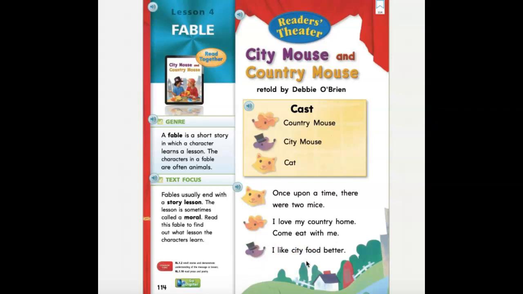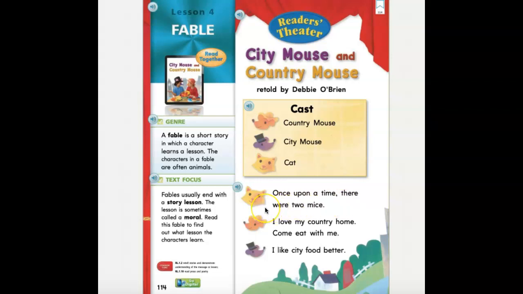Now, before we read City Mouse and Country Mouse, we are going to talk about what kind of story this is. This story is called a fable. A fable is a short story in which a character learns a lesson. The characters in a fable are often animals. Fables usually end with a story lesson. The lesson is sometimes called a moral. So we are going to read this fable and find out what lesson the characters learn. So let's get started. Again, when it has a picture of the character next to a line, that is who is speaking in the story.